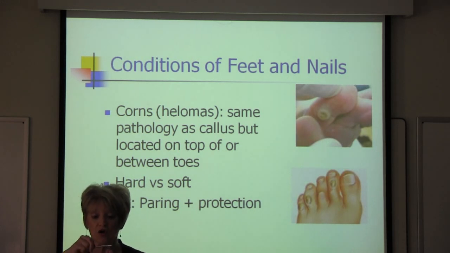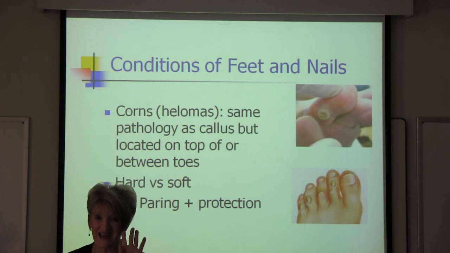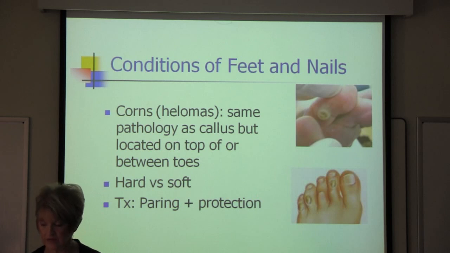Calluses occur on the plantar surface and the sides of the feet. Corns occur on the tops of the toes and between the toes. So the difference in corns and calluses is literally location.